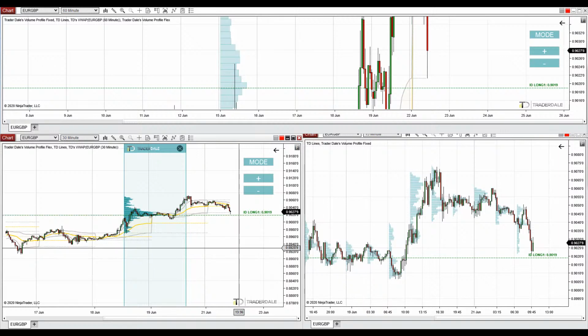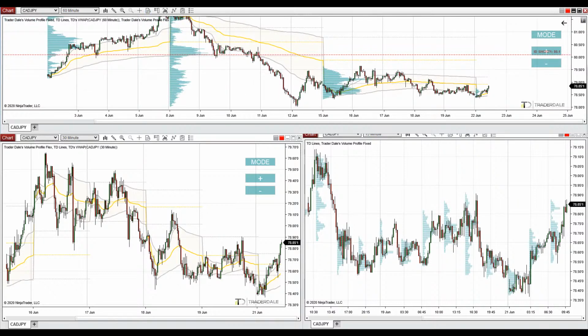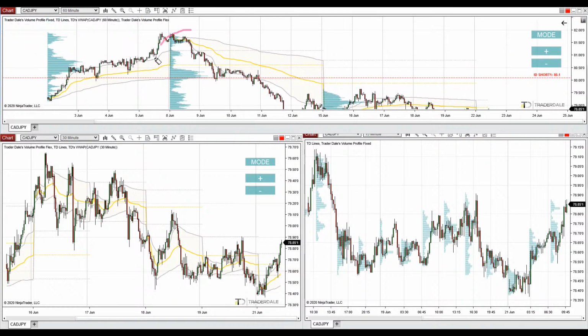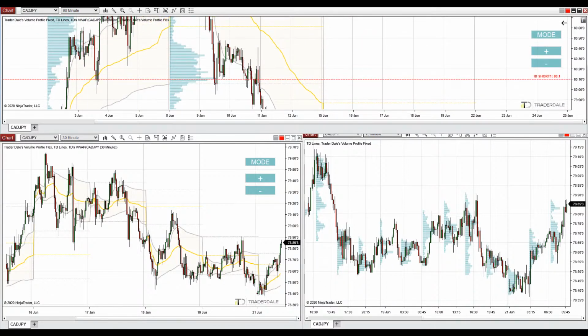Let's now move on. Let's go into Canadian dollar, Japanese yen. So the next trading idea is on Canadian dollar, Japanese yen, and it is based mostly on the point of control from the last week. So this is fixed volume profile, or it's not the last week, actually it's the week before that. And the point of control is in here. Heaviest volumes throughout the whole week got traded there. I'll zoom it in a bit so you can see it better.